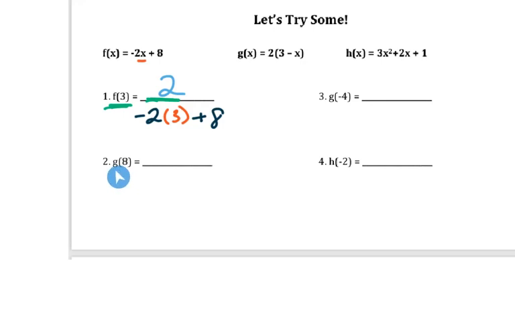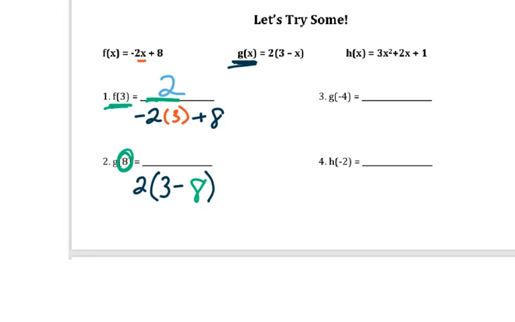Same thing, next one. This one says take your g function. Oh, hey, here's my g function. And it says plug in my input, take this 8, and plug it into the equation for x. So that means I have 2, 3 minus, instead of this x, I'm replacing it with my input, which is an 8. And then I solve.